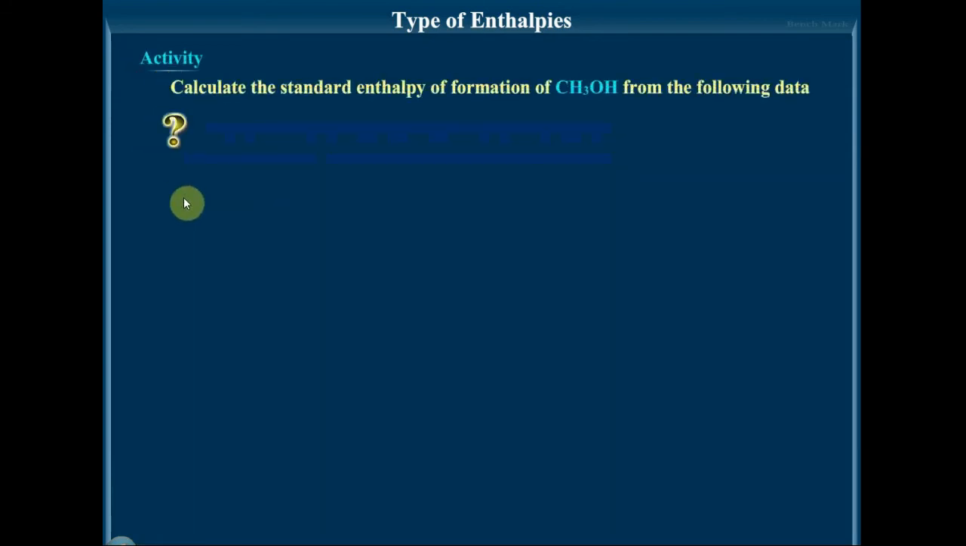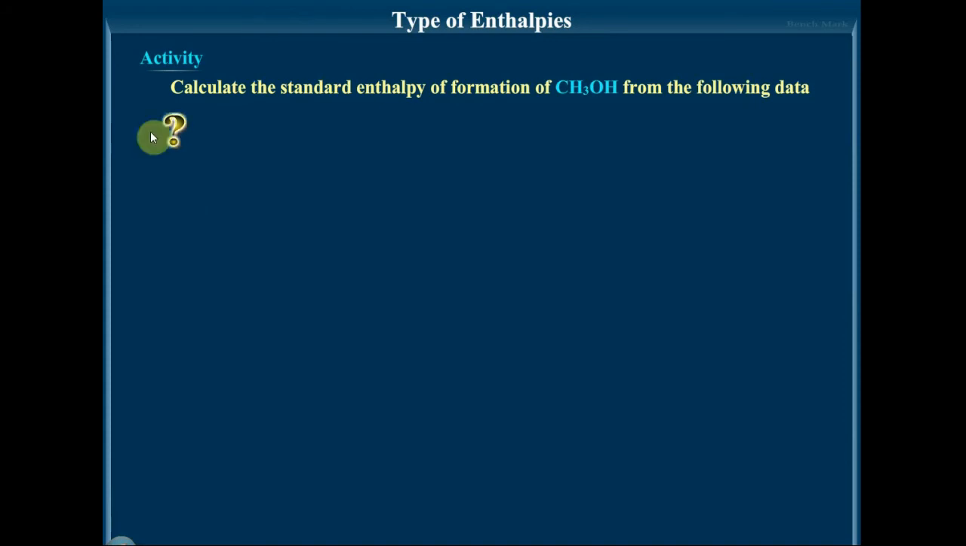So there is a problem given here. This type of problem is very important. The question is: calculate the standard enthalpy of formation of CH3OH. What is CH3OH? Methanol. From the following data. This is another way to calculate the enthalpy of formation if many other reactions are given. We can easily calculate it; this is simple algebra. Let us add the equations to get a net equation. You have to use your logic and find out the enthalpies of formation.